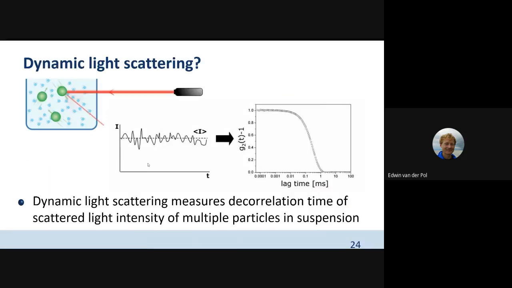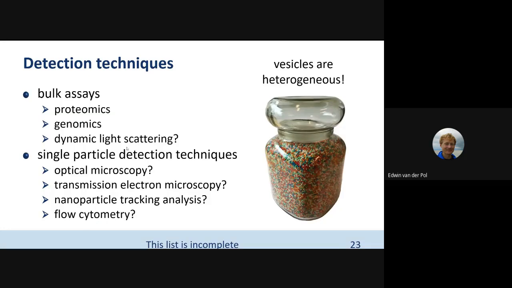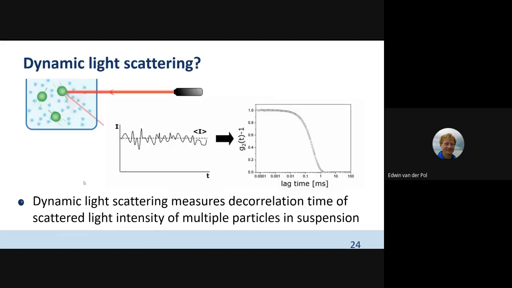Dynamic light scattering is the only optical technique in this list which is in fact a bulk assay, because you get signals from multiple vesicles simultaneously. It works as follows. A laser illuminates the sample, with multiple particles simultaneously. Light is scattered from these particles, which we will discuss later in detail, and then collected and detected by a single detector. And what you then see is fluctuations in the signal.